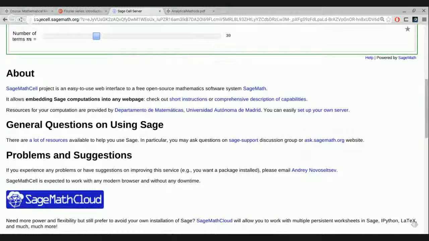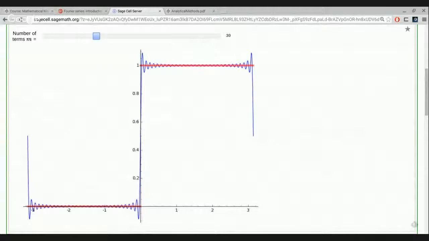And if you boost it up to something silly like 30, it's an extremely good approximation now to the square wave function. Across most of the domain, the Fourier series is doing a very good job of approximating, with very tight oscillations around the objective function. Now there's something funny happening at these points.